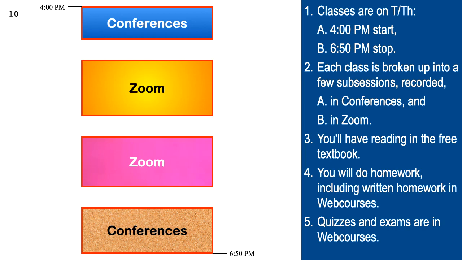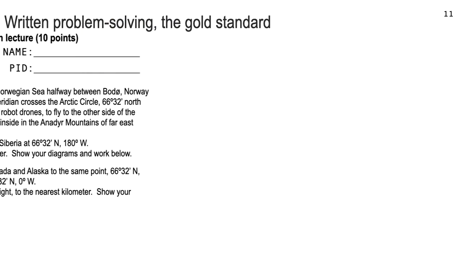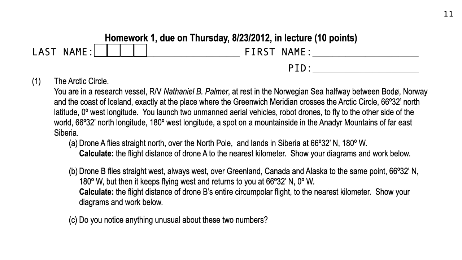Now, I mentioned that written problem solving is pretty important. Yeah, it's the gold standard for this class. Here's a homework one from a few years ago in Physics 2048. You're in a research vessel, the RV Nathaniel B. Palmer, at rest in the Norwegian Sea, halfway between Bodo, Norway, and the coast of Iceland, exactly at the place where the Greenwich Meridian crosses the Arctic Circle, etc., etc.